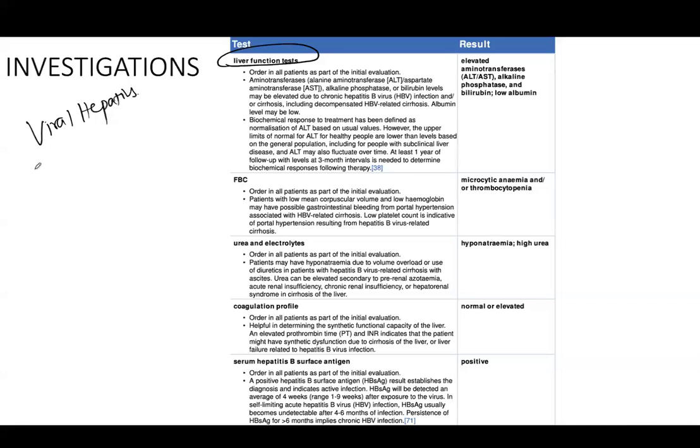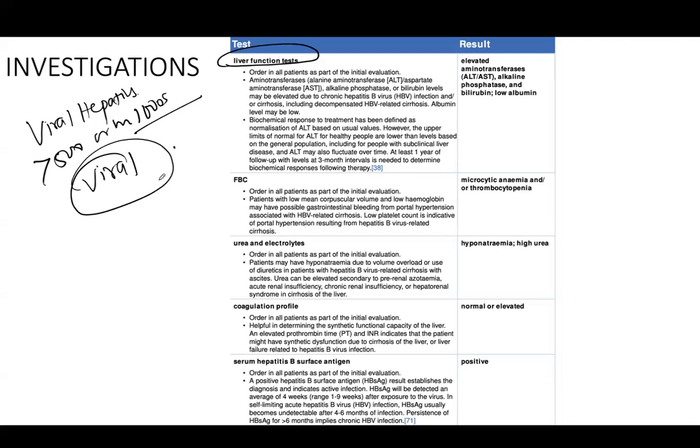The ALT and AST values, the liver enzyme values, you can find more than 500 or in the thousands. If you're finding something like that, you are encountering a viral hepatitis. Always remember. Next is your full blood count. You may find anemia or thrombocytopenia.